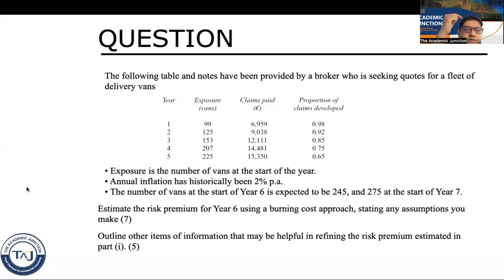So you are talking about exposure in terms of number of vans, right? Yes. The exposure column is the number of vans at the start of the year. However, they are saying the number of vans at the start of year 6 is expected to be 245 and 275 at the start of year 7, right? So now you know the number of vans that they're going to buy in the year.